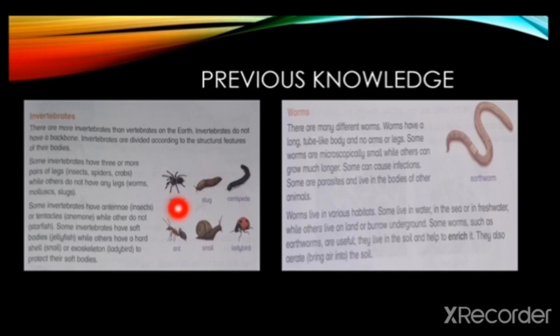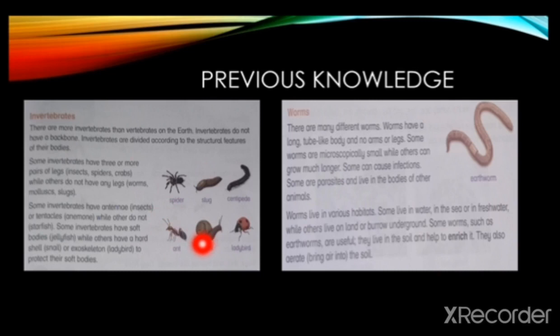You can see a spider. Spiders have three or more pairs of legs, while others do not have any legs, like a slug. You can see the slug has no legs. We also learned that some invertebrates have antennae, like insects. You can see an ant has antennae or tentacles, while others do not, like the starfish.